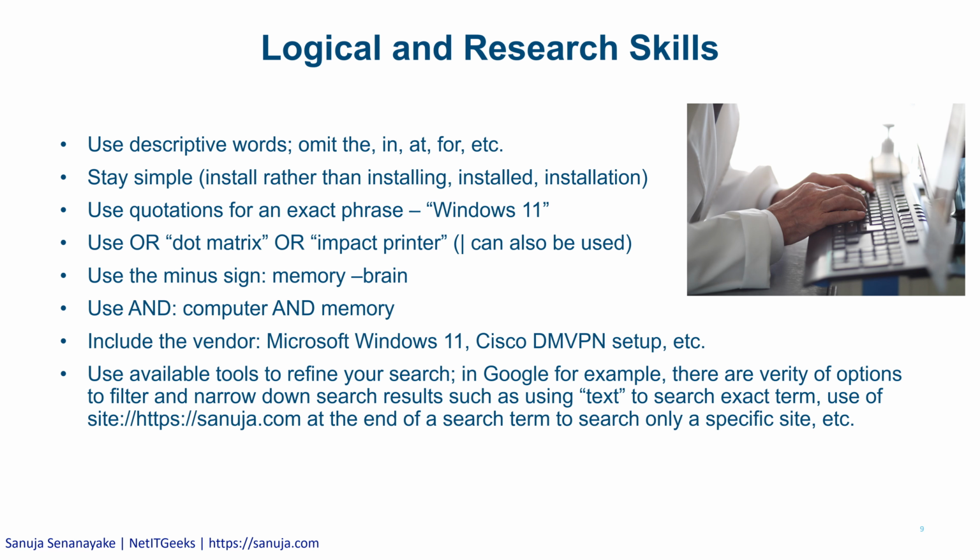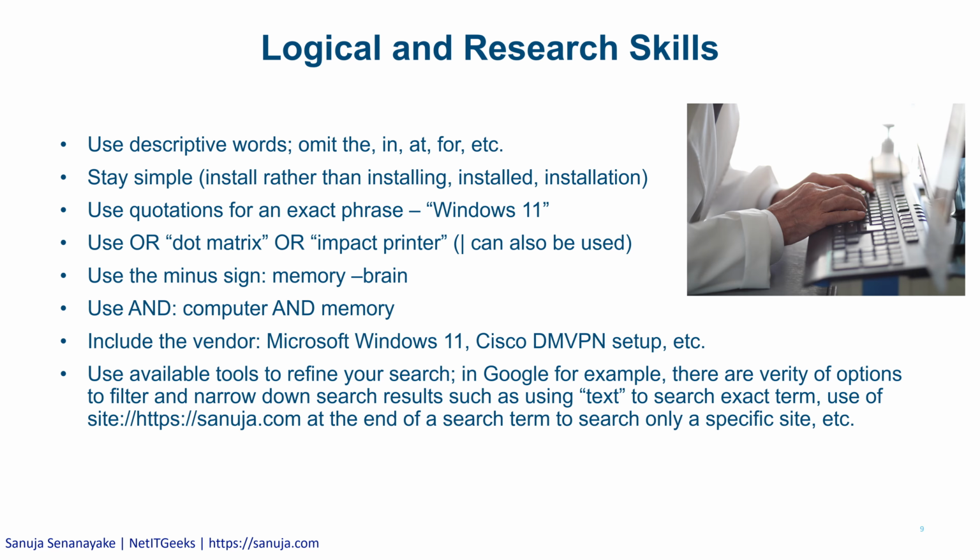So you need to use descriptive words when you are trying to search something on the internet. Omit certain words such as the, in, at, for, etc. Instead of saying the DMVPN issues, just type DMVPN not connecting. Don't use huge, wordy sentences to search. Use as few words as possible and narrow down what you need to search specifically.